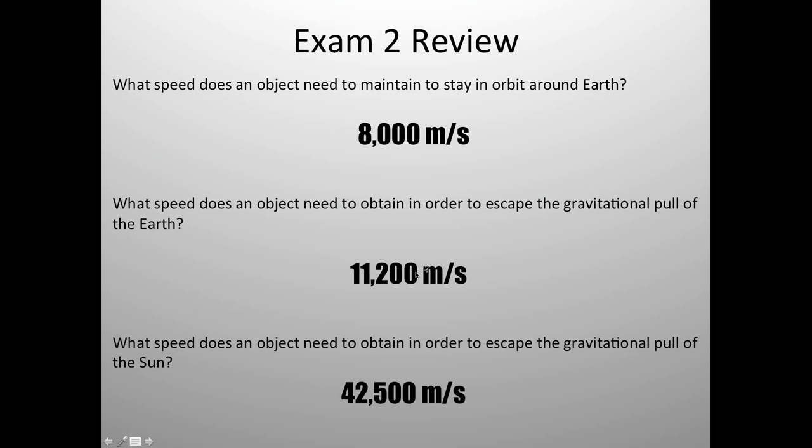And then anything in between 11,200 and 42,500 is going to orbit the sun. This allows us to get away from Earth, and this allows us to get away from the sun. So anything in between, it's going to pull away from Earth, but then it's going to get sucked back into orbit around the sun. It's not going to be able to escape that. And again, the closer it gets to this maximum escape speed, the closer it gets to 42,500, the more elliptical that orbit will be around the sun.